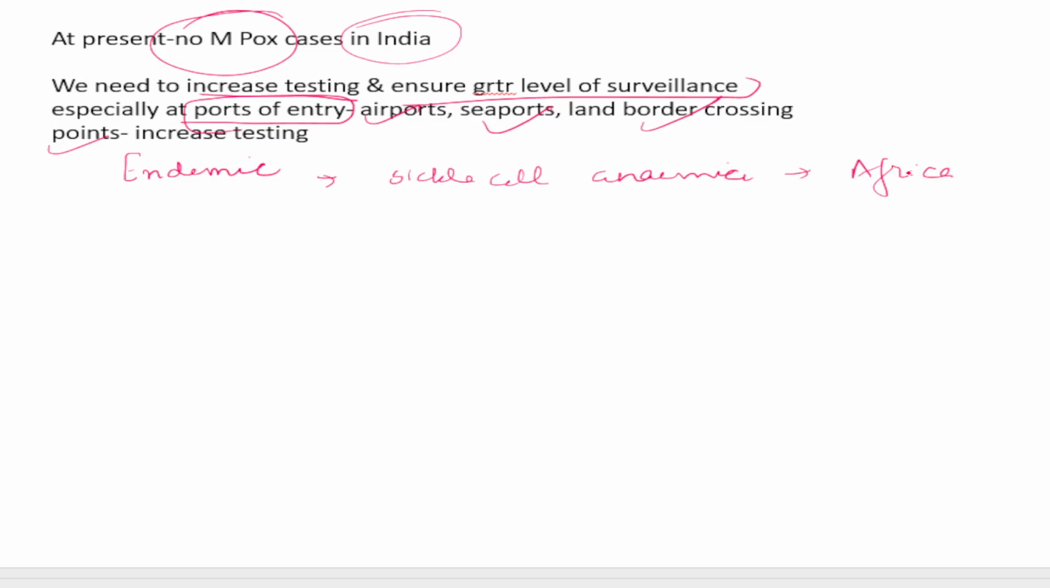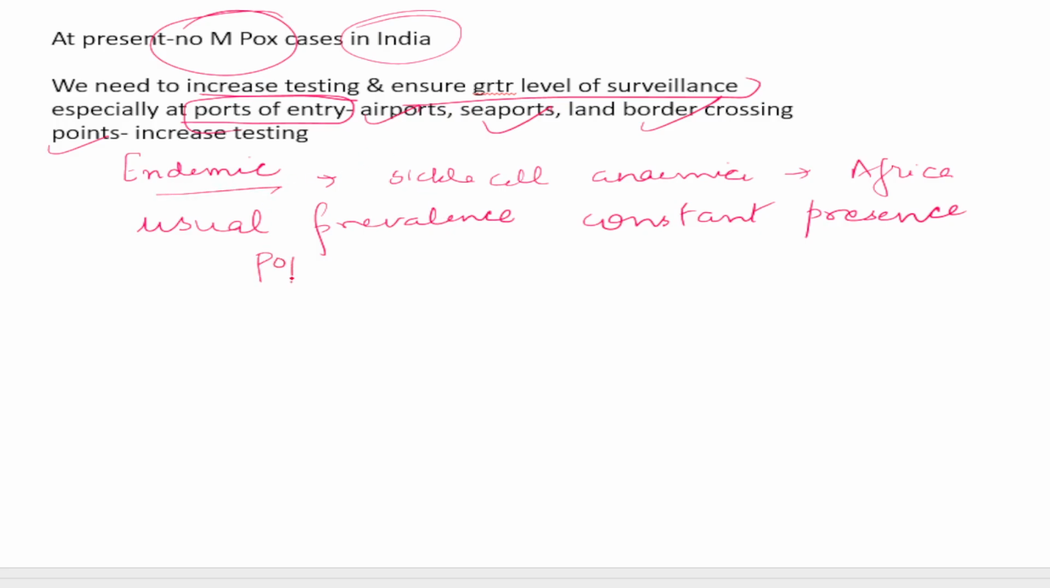So endemic, I will again summarize it. An endemic disease means the constant presence of a disease, or of an infectious agent, in a particular population within a particular geographical area. So that disease is usually prevalent. Usual prevalence and constant presence of a disease in a particular population and within a particular area. So this is endemic.